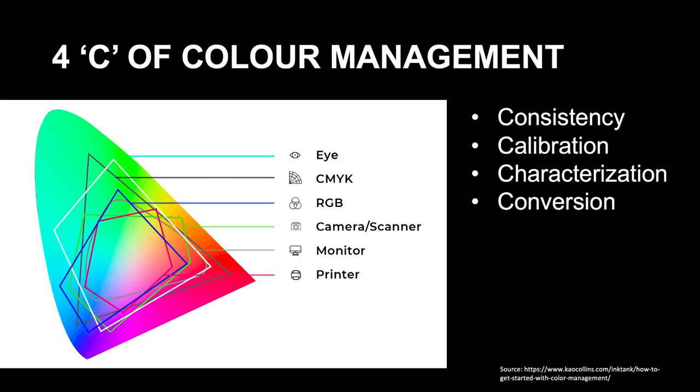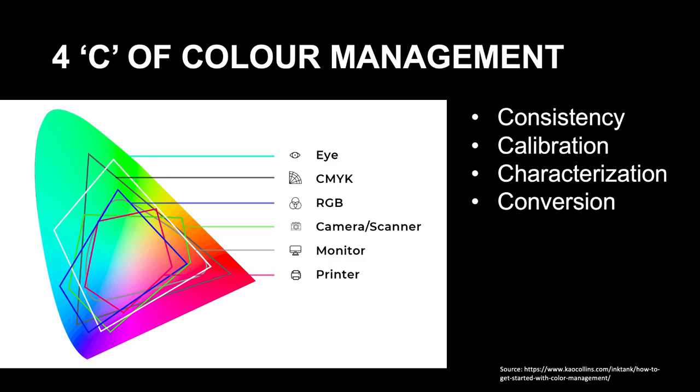Device color drifts over time. So one needs to create a routine for validating the calibration of all devices so as to achieve continued consistency when it comes to outputs, right?